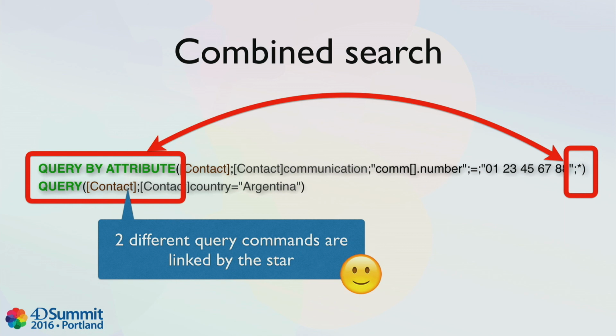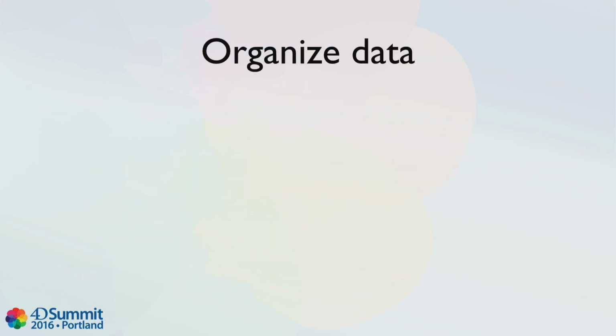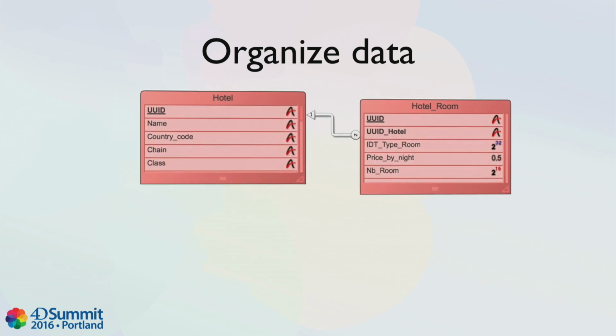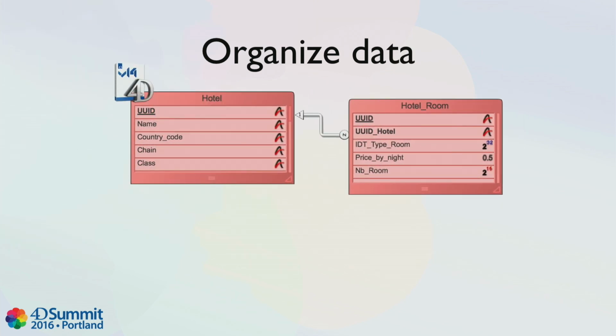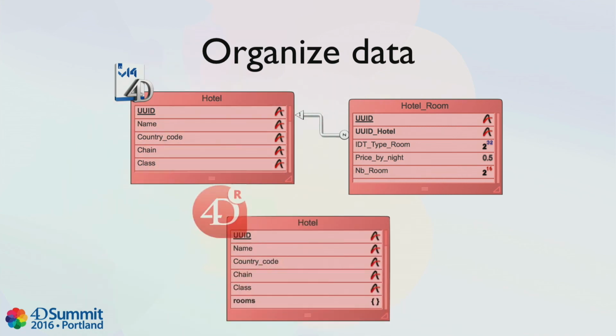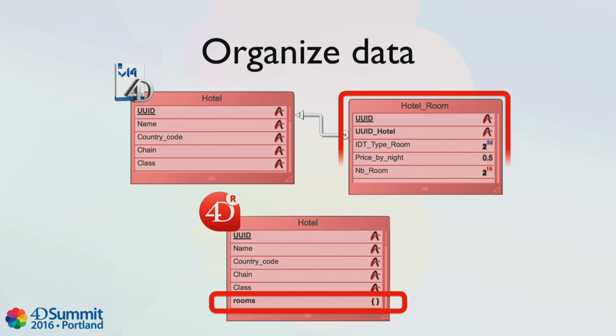Okay. Organize the data. Back to my hotel database with rooms. In v14 and v15: in v14, I have a linked table to describe all the rooms. In the second version, just an object field. And the idea is to transfer all the information into the object field.